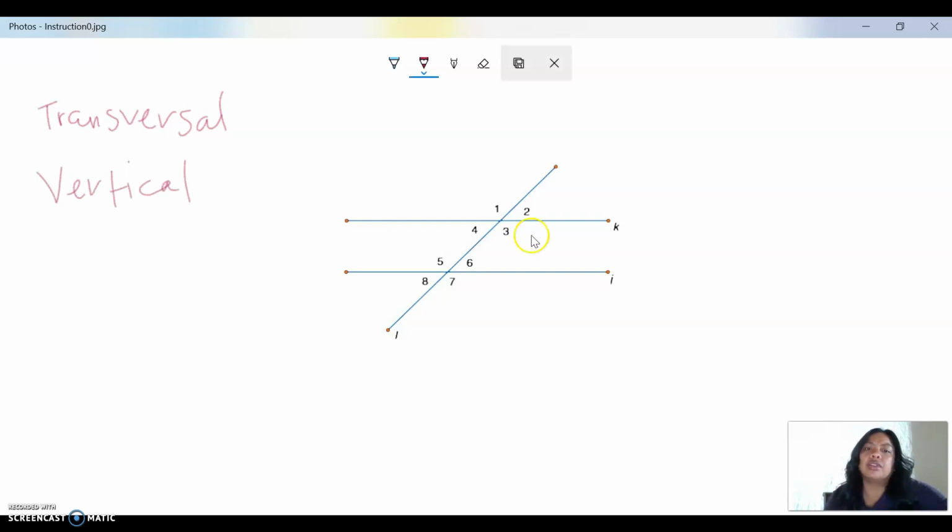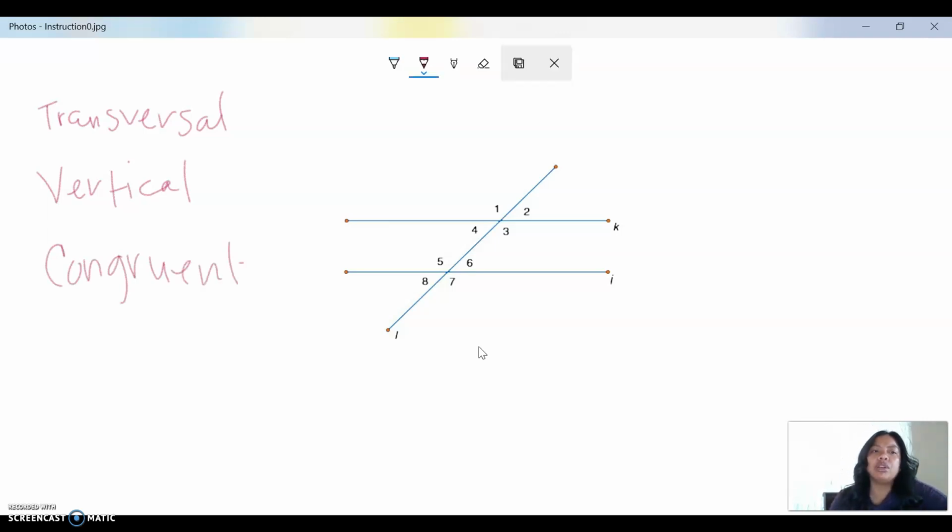So angles 1 and 3 are vertical. They're across from each other. Vertical angles 2 and 4, they are across from each other. Down here you have the exact same thing. 6 and 8 are vertical angles, and 5 and 7 are also vertical angles. And from the last unit, we know that vertical angles are congruent, which means they are equal to each other. So I'm going to write that word as well. Congruent. Okay, so they are equal to each other.